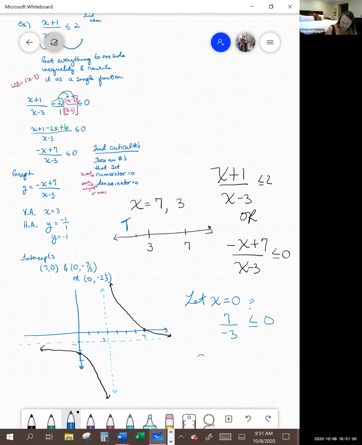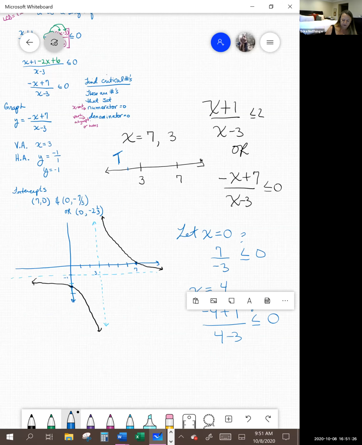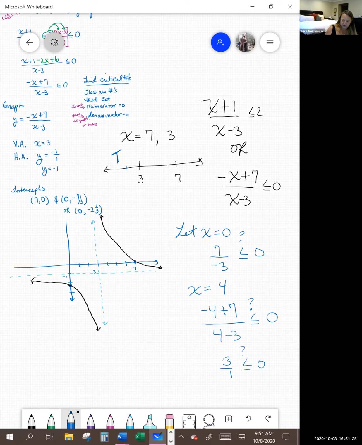So let's say x equals 4. So if I plug in 4 into this equation, would it be a true statement or a false statement? So I get -4 plus 7 all over 4 minus 3. Is this truly less than or equal to 0? Well, -4 plus 7 is 3 all over 1. This is not less than or equal to 0, so this is false.